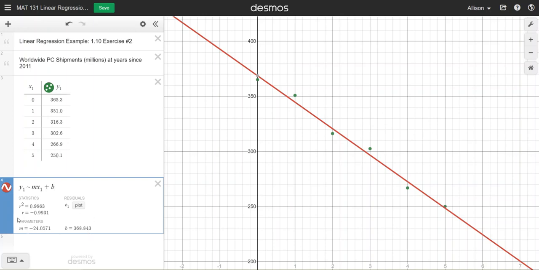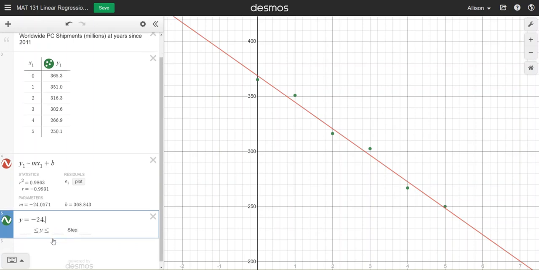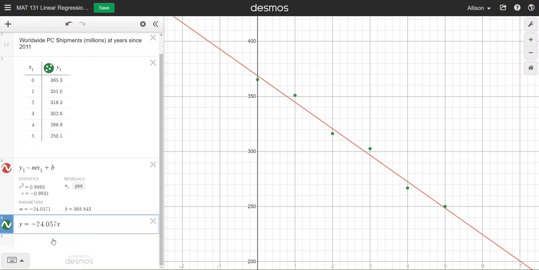All right, so if I were writing in my book, I would jot down the equation. I'm going to jot the equation down here as well. y equals negative 24.057x plus our b value, which is 368.843. Right, so that's the equation. That is the regression equation.